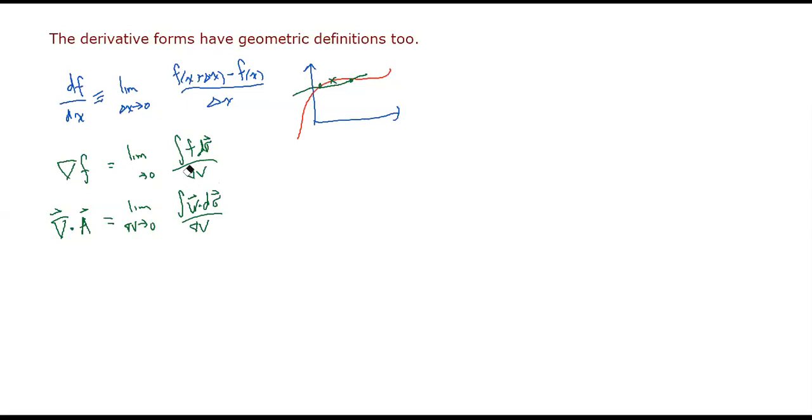Shame on me. These volume symbols are upside down, which is not good. This makes it look like grad. Just get in the habit of writing grad, and then that should be an A. What a mess. Okay, so that's right.